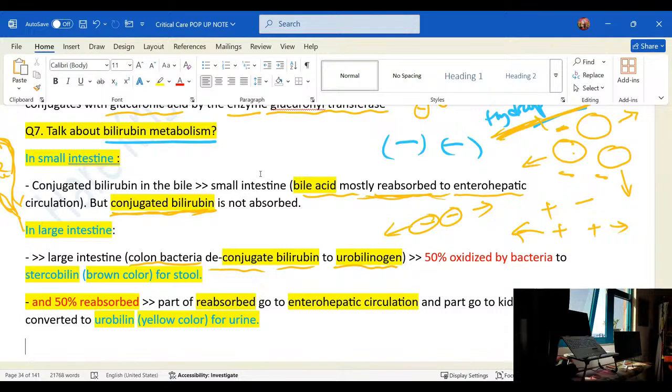And 50% of the urobilinogen is reabsorbed into systemic circulation. From there, part of it is again reabsorbed into enterohepatic circulation, and part goes to the kidney and is converted to urobilin, which forms the yellow color of the urine. Okay, I think this is enough.